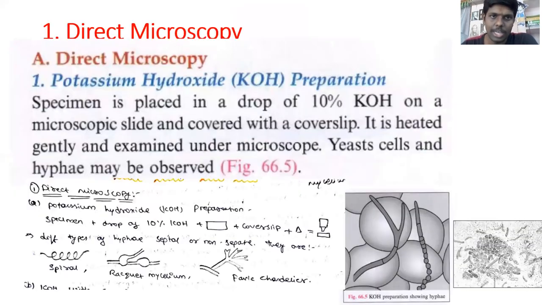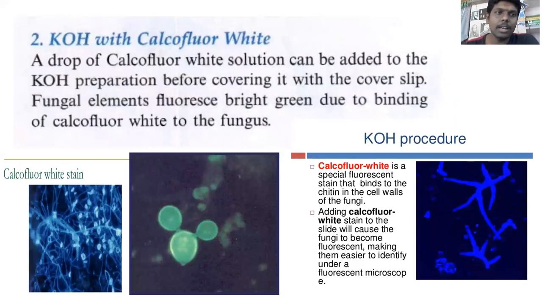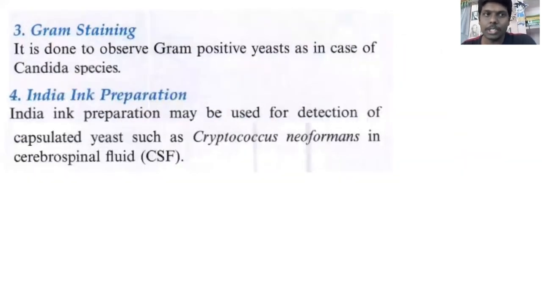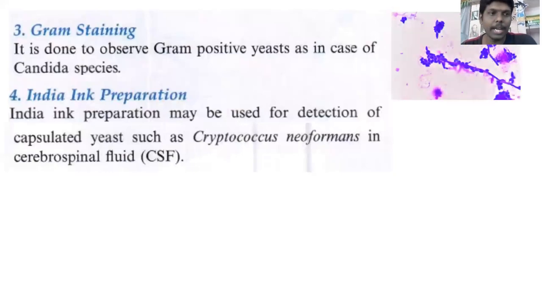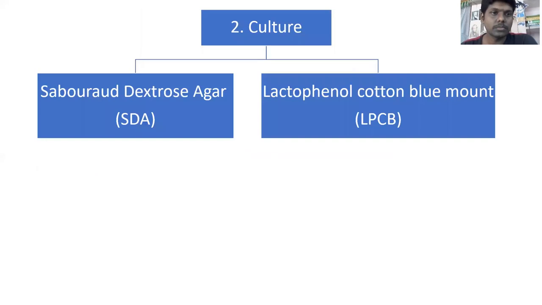Then we discussed KOH. Directly, you will take a glass slide and add a drop of KOH. You will keep a cover slip, heat it, and observe under the microscope. Then you have KOH with calcofluor white solution, so that the fungi will be visible bright in the UV microscope. This is the advantage of KOH with calcofluor. Then we discussed Gram staining to detect gram positive fungi. And we also discussed India ink preparation, which is a negative stain used for detecting capsulated fungus yeast such as Cryptococcus neoformans, which causes brain fungal infections.